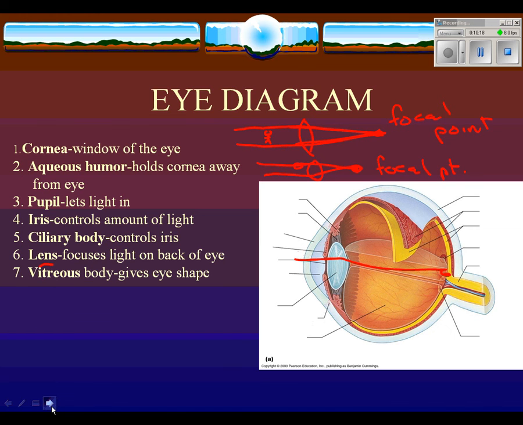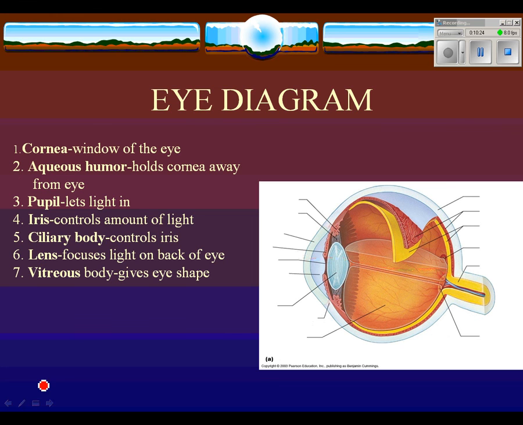Number 7, the fluid inside the eye, and you'll see this when you dissect the eye. The eye is filled with this jelly-like fluid in here called vitreous humor or vitreous body. And it's like this gel, but it's obviously clear because light has to pass through it and hit all the way in the back of the eye.